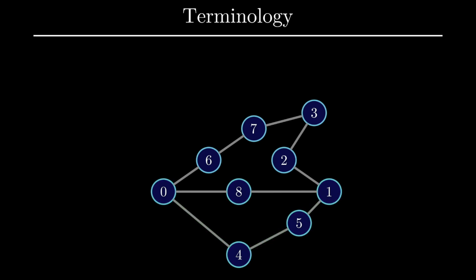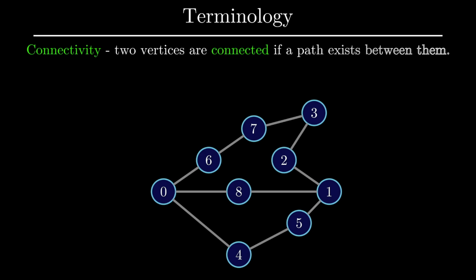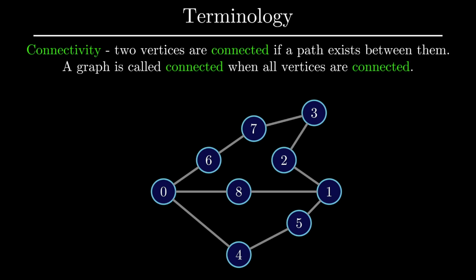The last term I want to talk about is the concept of connectivity, which can be used in several contexts. The first context is with respect to two specific vertices. Two vertices are connected if a path exists between them. The second context you may encounter connectivity is when it is applied to a general graph. A graph is connected when all vertices are pairwise connected. In other words, a path exists between all pairs of vertices. This graph is an example of a connected graph since if you pick any two vertices in the graph, we can identify a path between them.